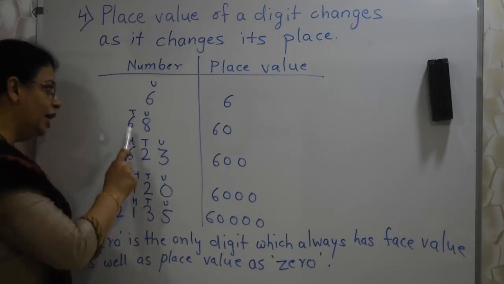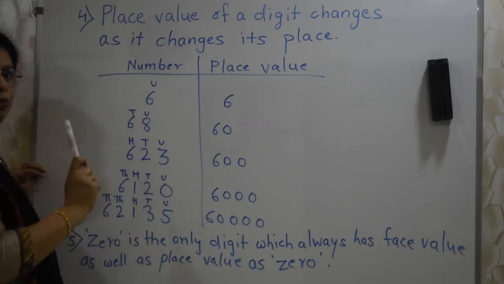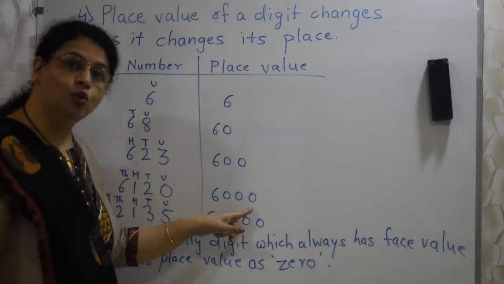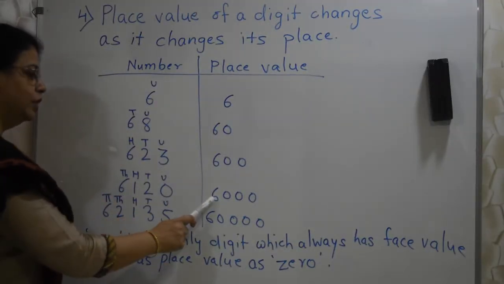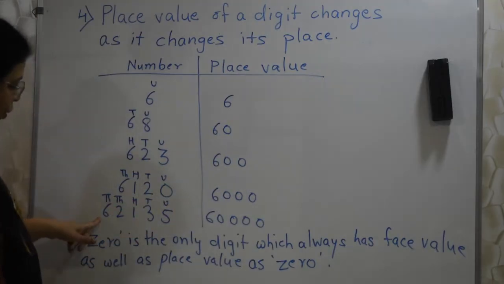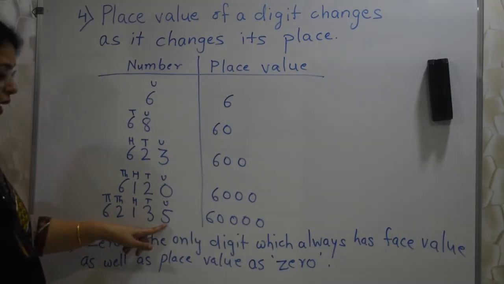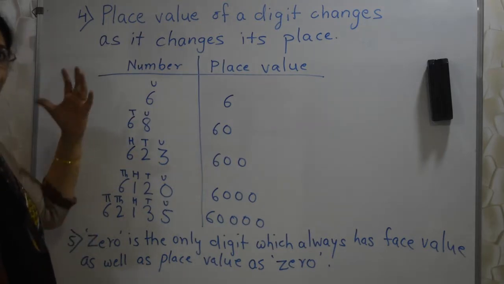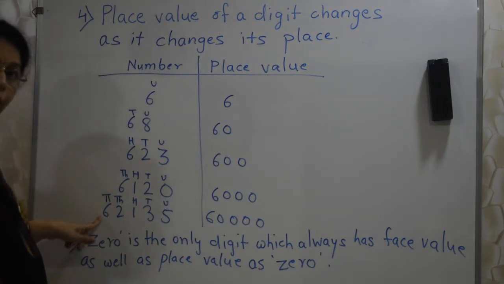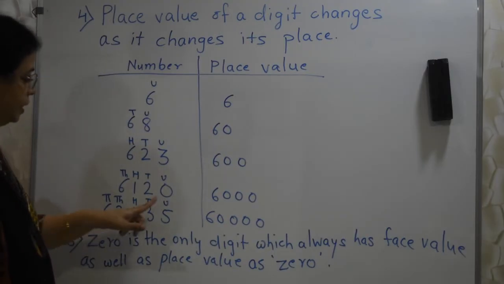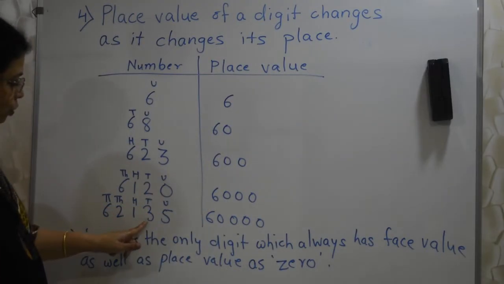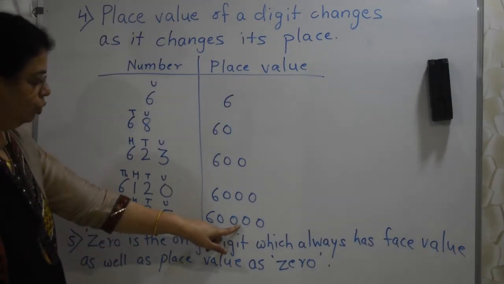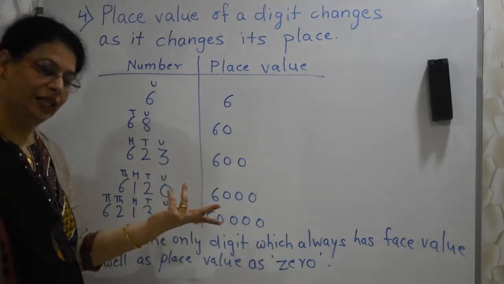This 6, unlike all these, is in the thousands place. So its value will be 6000. How many digits are there after 6? 1, 2, 3. So after 6, 3 zeros. Finished. Now here, 62,135. This 6 is even much heavier because it is occupying the 10,000s place. So 60,000 will be the place value. How many digits after 6? 1, 2, 3, 4. So 4 zeros. That's it. Okay.